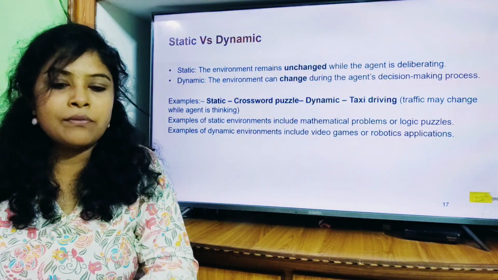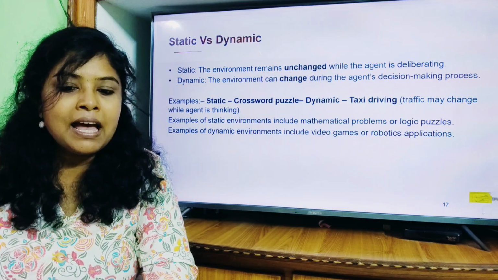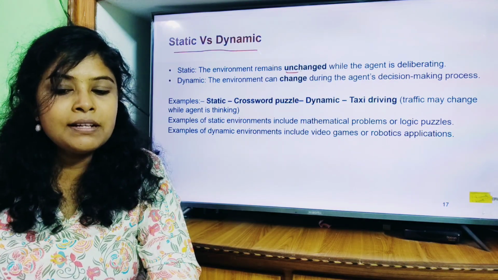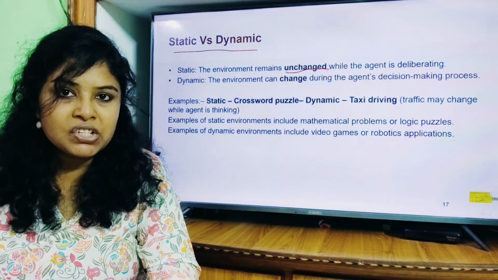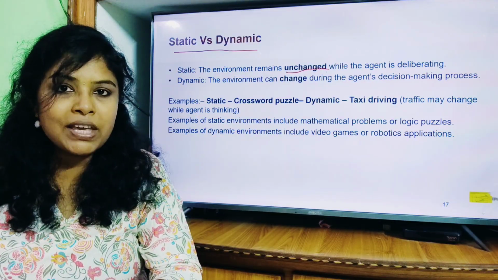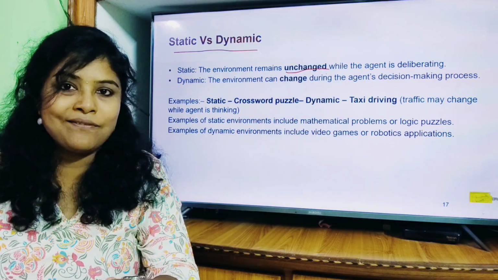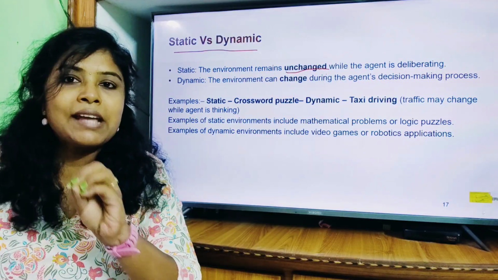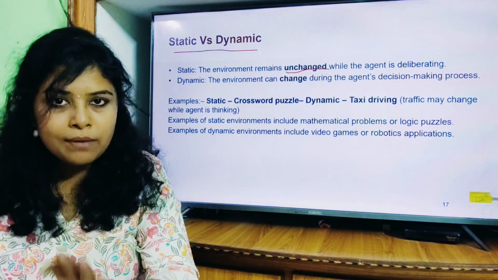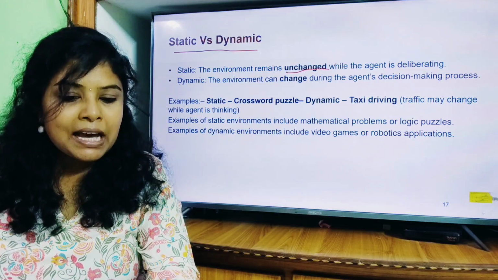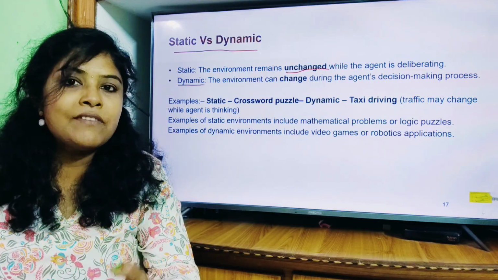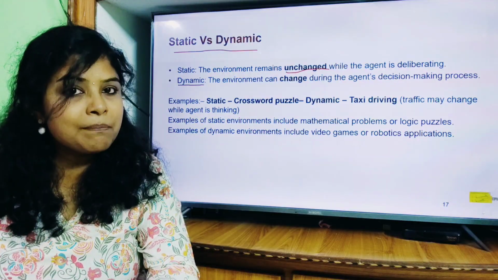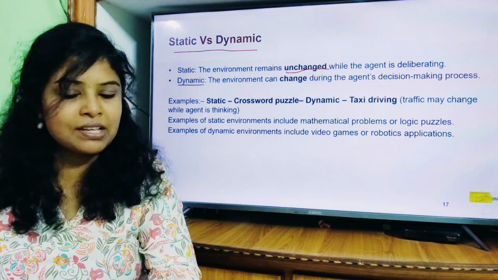Coming to the next one, which is static and dynamic. As the name suggests, static means the environment is going to remain unchanged. A static environment is where the agent will be exposed to an environment which is going to remain the same throughout. The agent can reach the goal in that environment itself. But in a dynamic environment, the environment keeps changing and the agent's decision-making process also must reflect the changes.